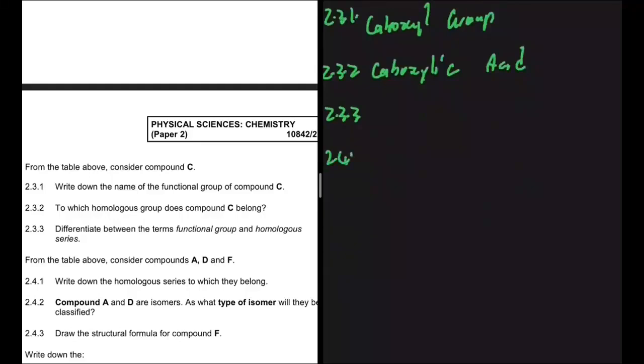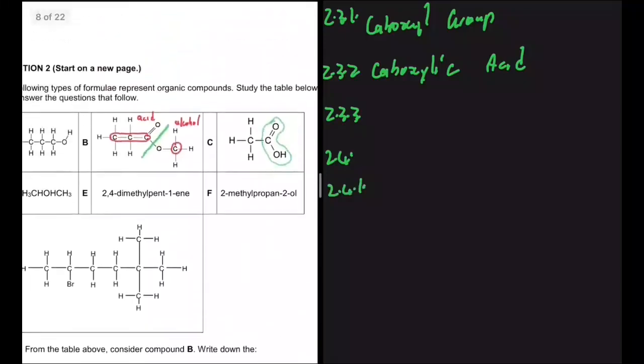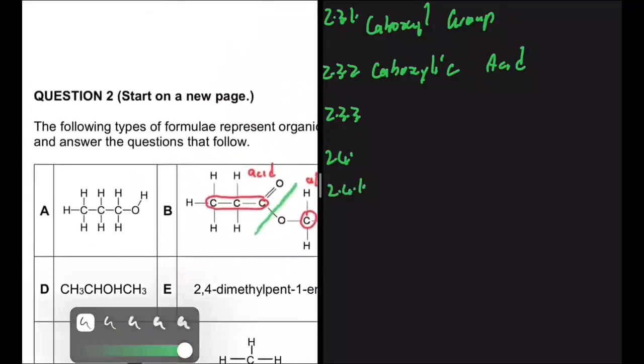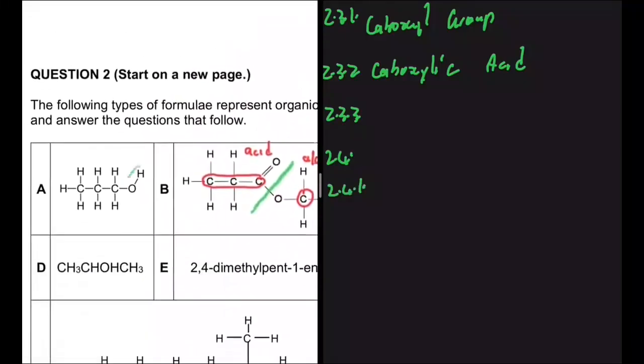2.4 from the table above, consider compounds A, D, and F. And then the first question, write down the homologous series to which they belong. So let's go to compound A. Compound A, we have an OH, which is the functional group of an alcohol. So we know that compound A is an alcohol. And then compound D, we also have another OH, so that is another alcohol.